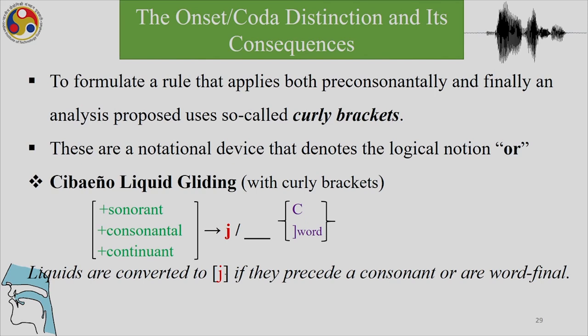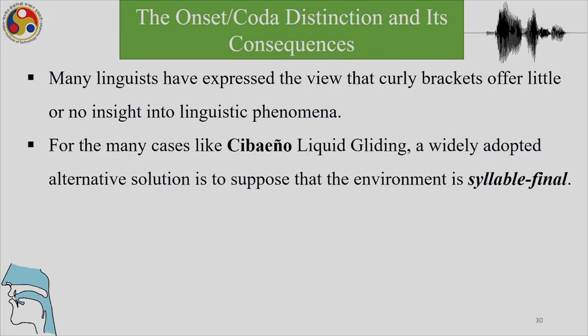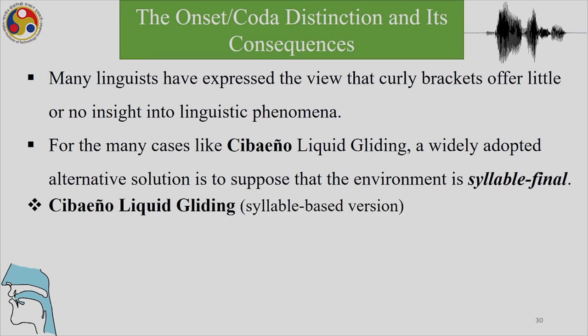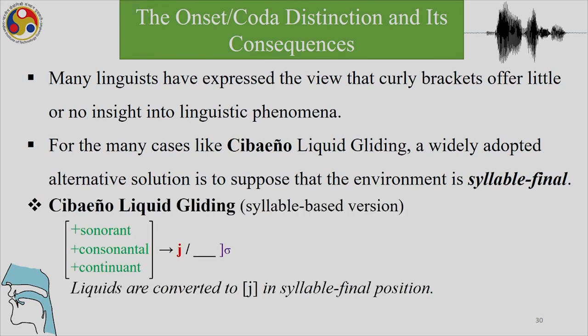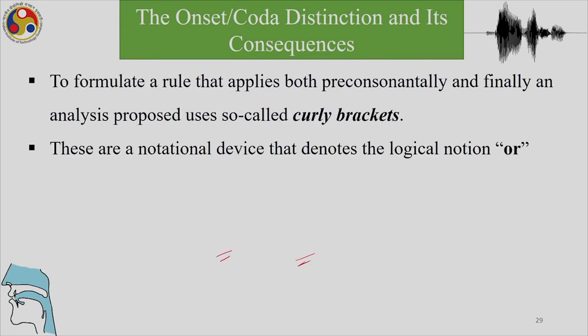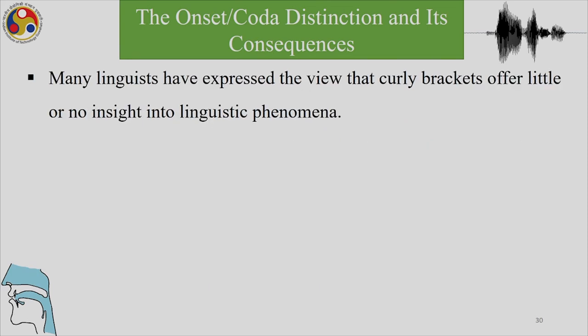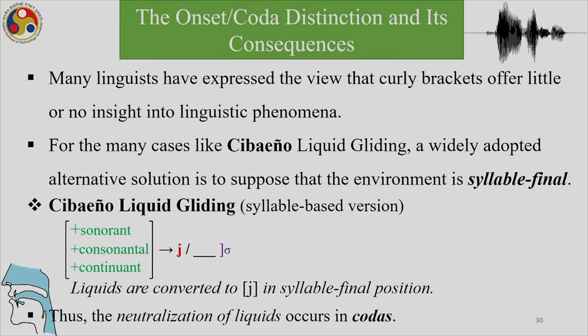We can say that in Chibaeno, some sonorants, la and ra, become ya in the position where they are word final or in the coda position. And liquids are converted to ya if they precede a consonant or are word final. Many linguists have said that curly brackets are not very useful, and for many cases like Chibaeno liquid gliding, a widely adopted alternative solution is to suppose that the environment is syllable final. So liquids just become ya in a syllable final position. Thus, the neutralization of liquids occurs in coda. Instead of saying two positions, word final and preceding a consonant, it's much simpler to say that that's a coda position.